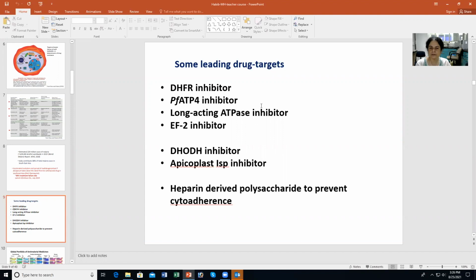Similarly, you have other approaches, like heparin-derived polysaccharides that prevent cytoadherence. This can decrease the morbidity of disease, so the effects of P. falciparum that you see in infection can be addressed here. There are others as well. I'm just giving you a glimpse of the kinds of targets in use, and one hopes that many of these, or at least a few, will show success, and that we will have new inhibitors that can help us address the problem of artemisinin resistance that is coming up and is so dangerous now.